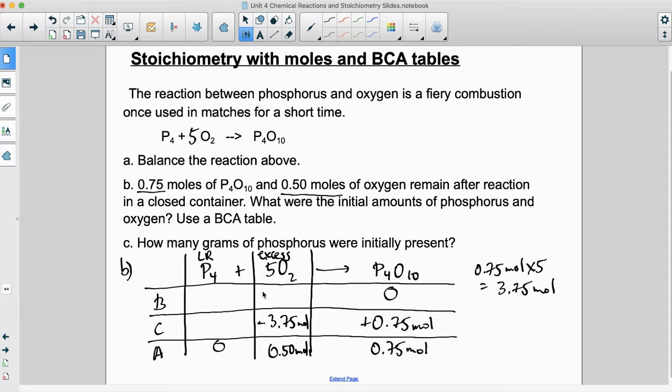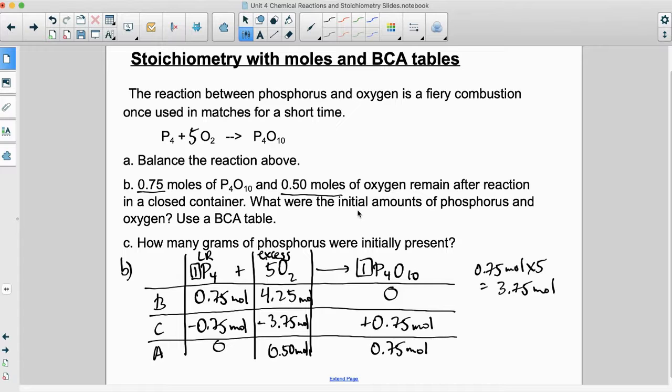Okay, if that was minus 3.75 moles, what was this if I have 0.5 left over? This must be 4.25, right? 4.25 minus 3.75. I can add these together to get that. So initially I had that much. All right, so now again here, look at our coefficient. This is a 1, this is a 1. So whatever was produced here was reacted away here, so I can just fill in 0.75 moles. And to get 0 here, this had to be 0.75 moles. And so we filled in our BCA table for part B.